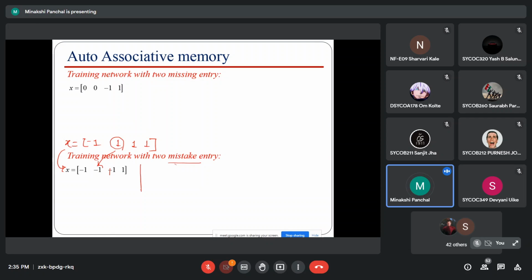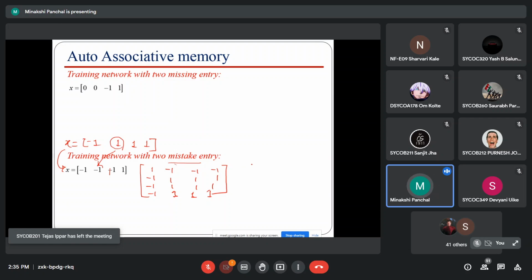Let us try whether the data is retrievable. So what was the weight matrix? Weight matrix is 1 -1 -1 -1, then this is -1, -1 -1 and all are 1 1 1. Can you do this? Everyone, please try for this example.